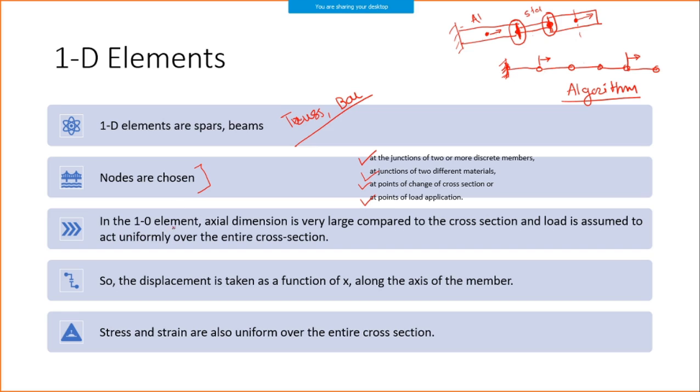Another one: in a 1D element, the axial dimension is very large. If I consider a bar and apply a force on the bar, what will happen? Deformation in this direction is large compared to the radial direction. We have already discussed this point, that the length is large compared to the cross section. And the load is assumed to be uniformly distributed over the entire cross section. I may be applying it at the center, but it is assumed that the load is applied completely on the entire surface.